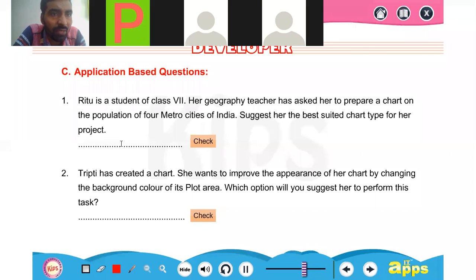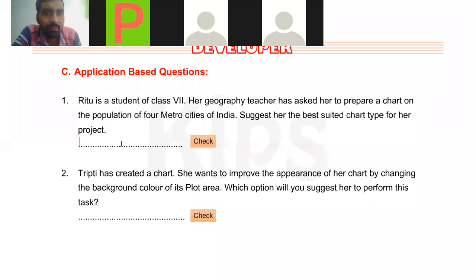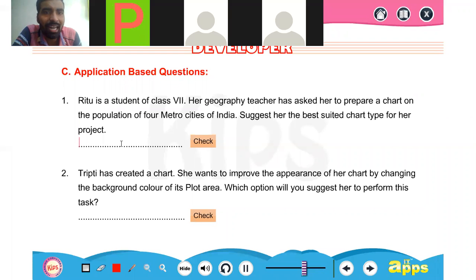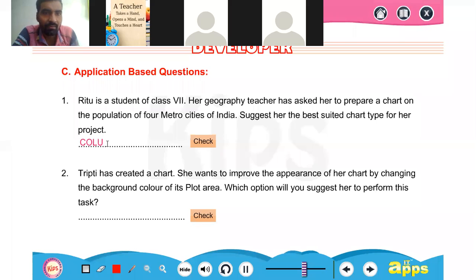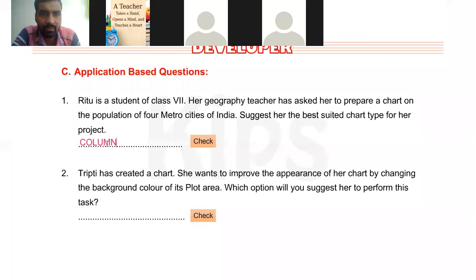So which chart type do you suggest? Column chart.